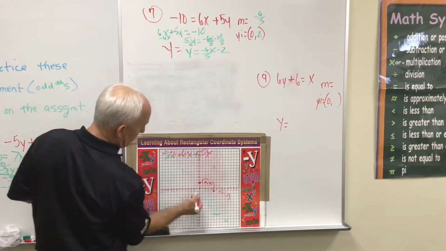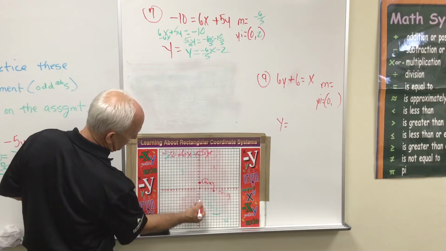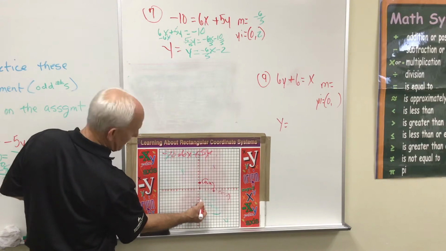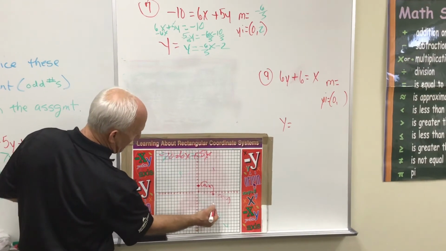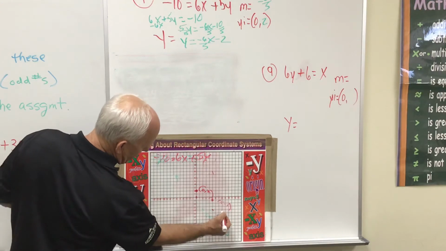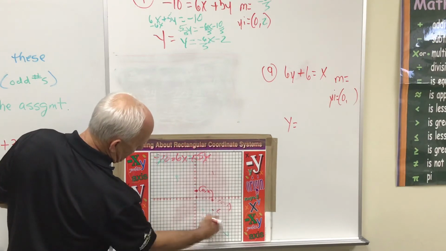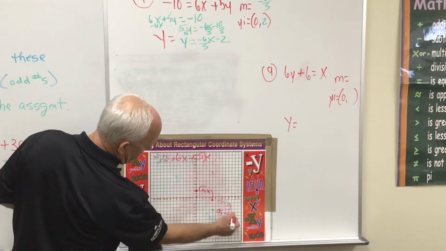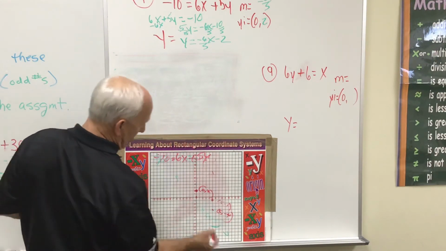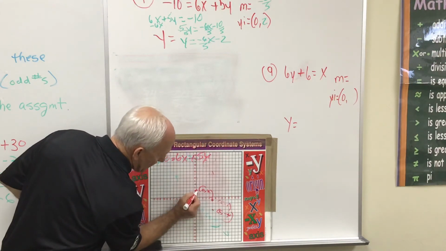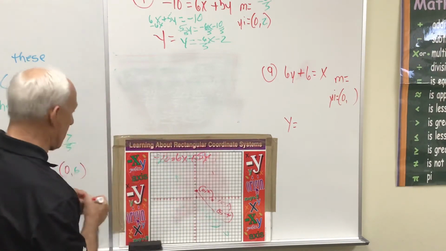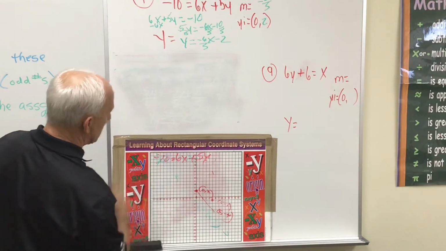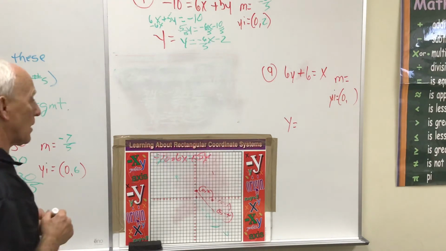All right, now the slope says go down 6. 2, 4, 6. See, 2, 4, 6. And then over how many? 1, 2, 3, 4, 5. All right, good. So our new coordinate is 5 for x and negative 4 for your y. And then all we have to do is take our straight edge and draw our line segment. We've just visualized the line for the equation negative 10 equals 6x plus 5y.